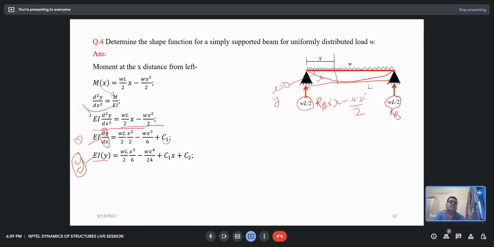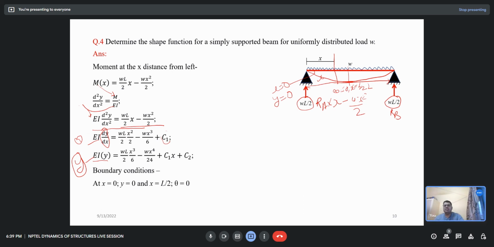My displacement y is equal to 0. At the mid span, I know the displacement would be the maximum, so at that point my slope is 0. Theta is 0 at x is equal to L by 2. So these are my boundary conditions: at x is equal to 0, y is equal to 0, and at x is equal to L by 2, theta is equal to 0.